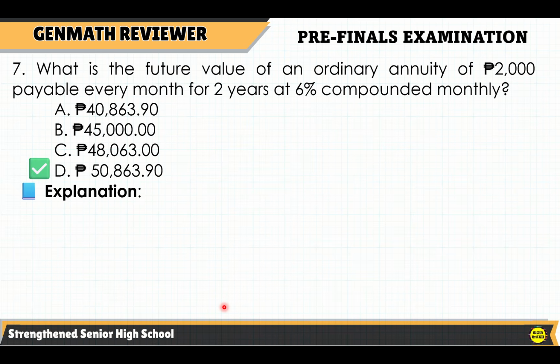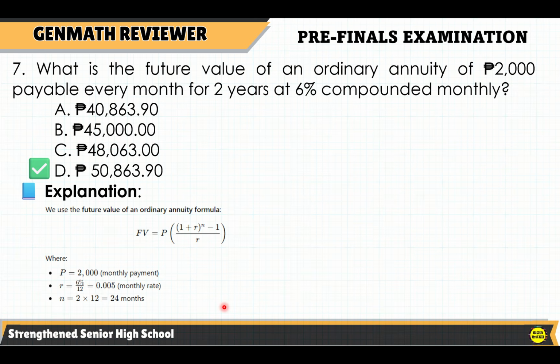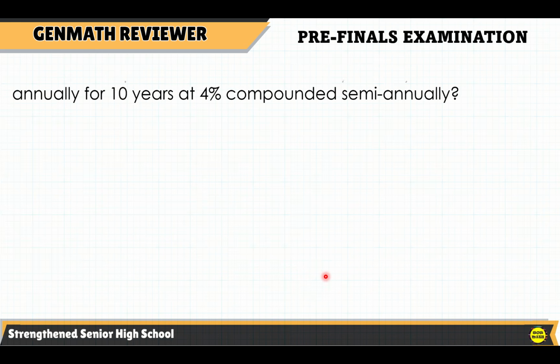Letter D. So why? Using the formula of the future value of an ordinary annuity, P multiplied by (1 plus R) raised to N minus 1, over R. P is the principal amount, which is 2,000. The rate here is 0.005, the monthly rate, and N is 24. By substituting in the formula and using your scientific calculator, you get 50,863 pesos and 90 centavos.